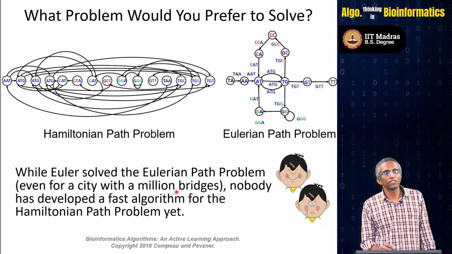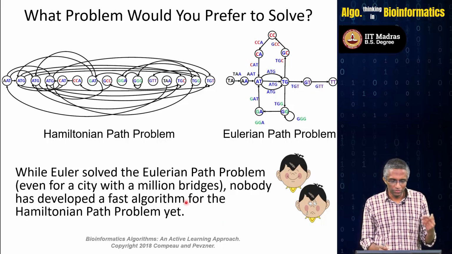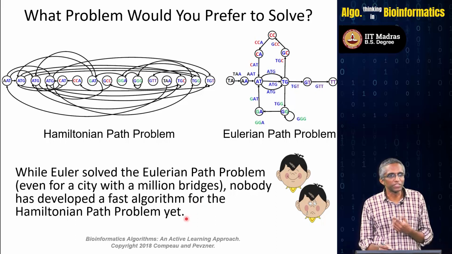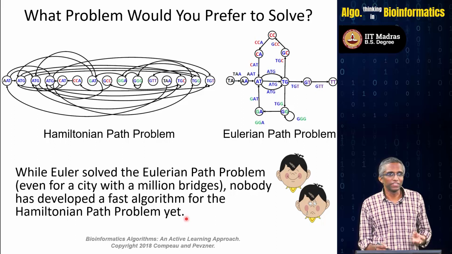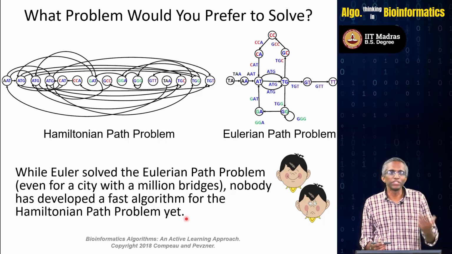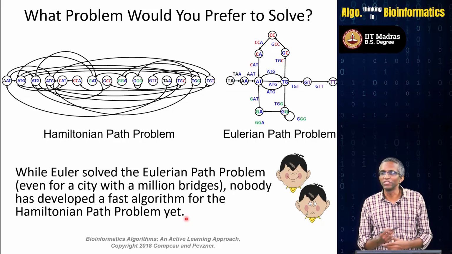Euler proposed an algorithm to solve this problem. Even for 7 bridges he solved it, but it can be scaled up quite easily even to a city with millions of bridges. And you can ask, for a city with millions of bridges, does this configuration of all these bridges admit an Eulerian path or not? If it admits, can you find that Eulerian path? Both of those questions can be answered in very efficient time.